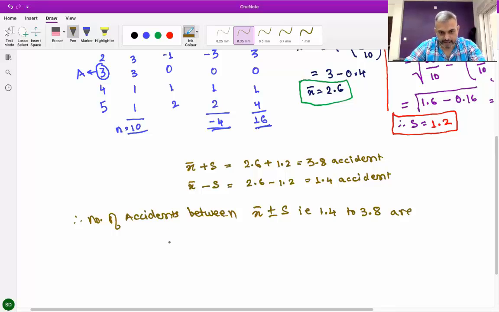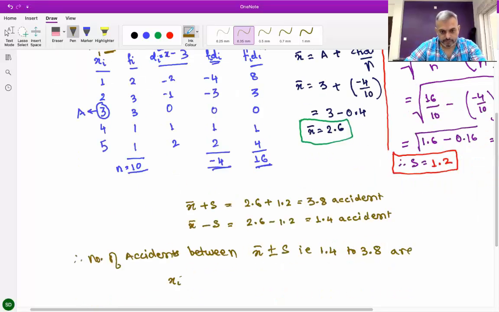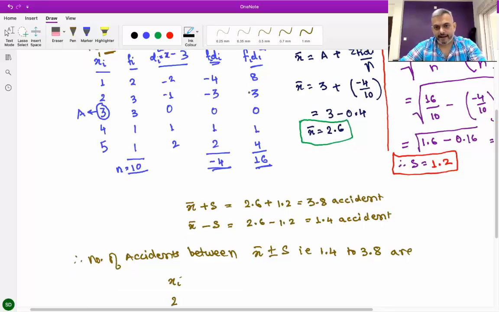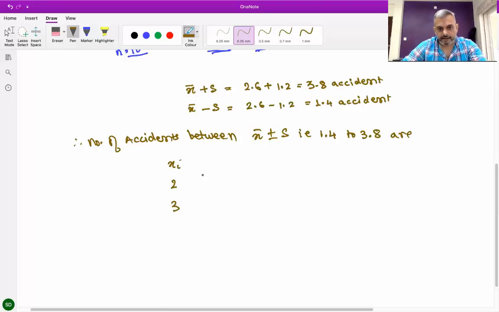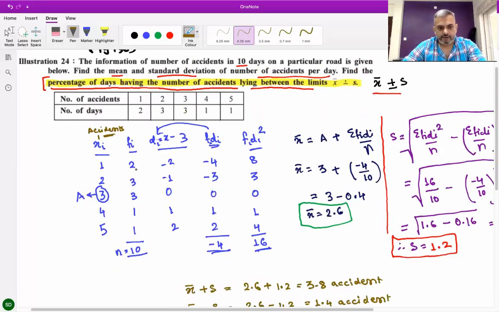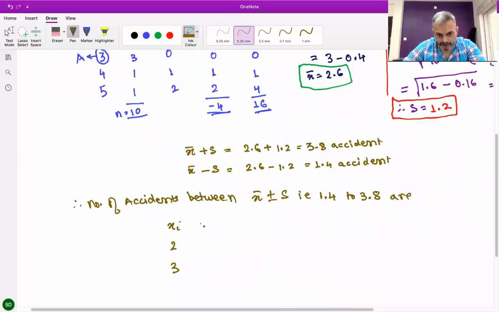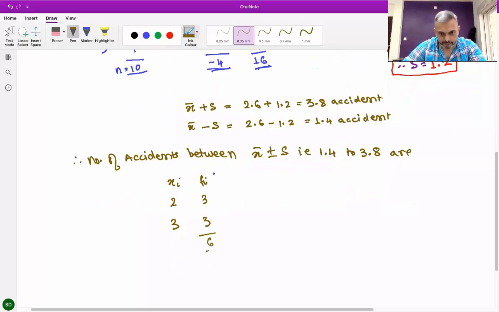Now we'll take xi over here, more than 1.4, so it will be 2 accidents, and less than 3.8, that will be 3 accidents. And what is their frequency? It is 3 and 3, that is 6. So fi is 3 and 3, total is 6.